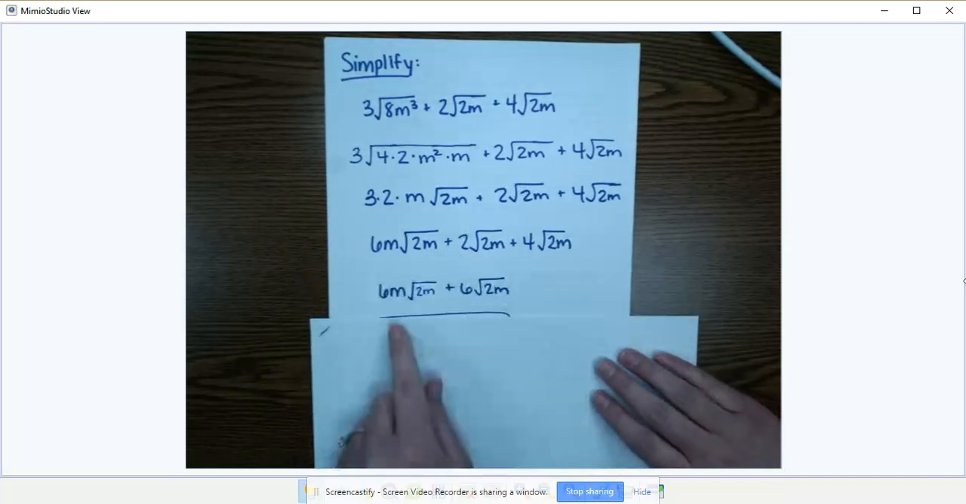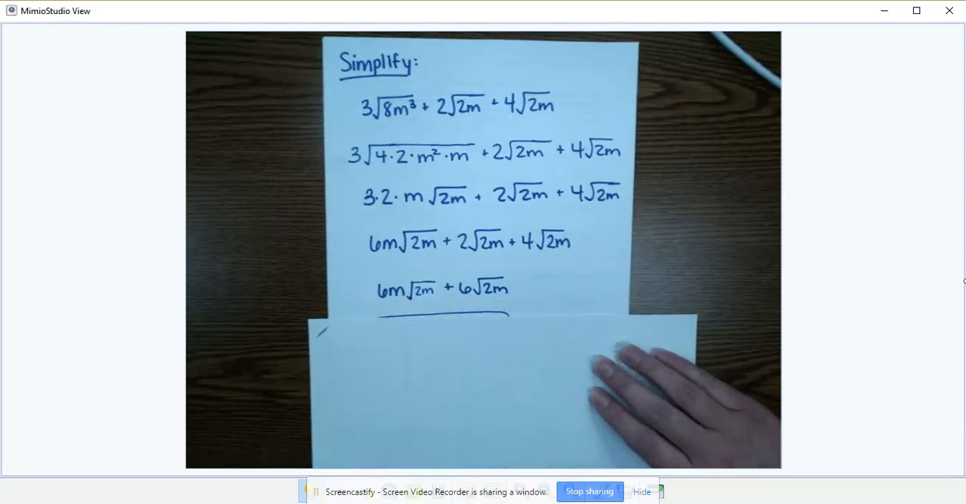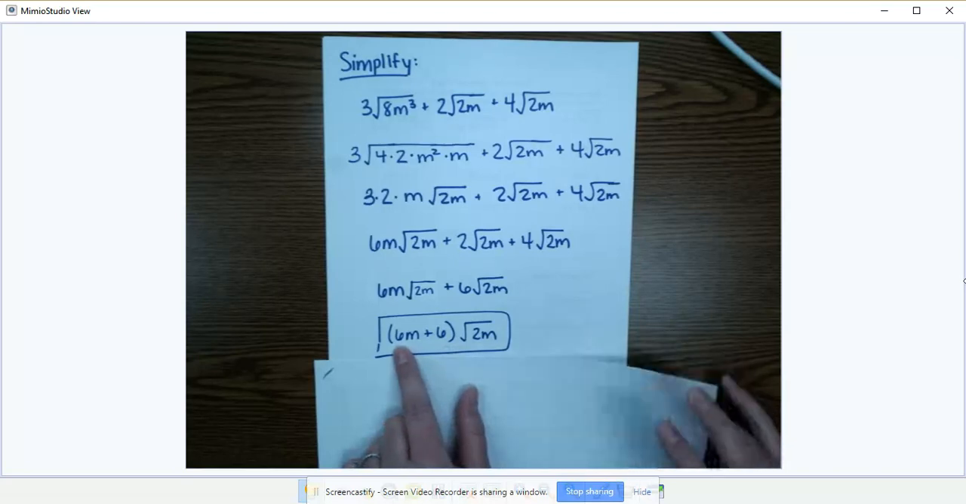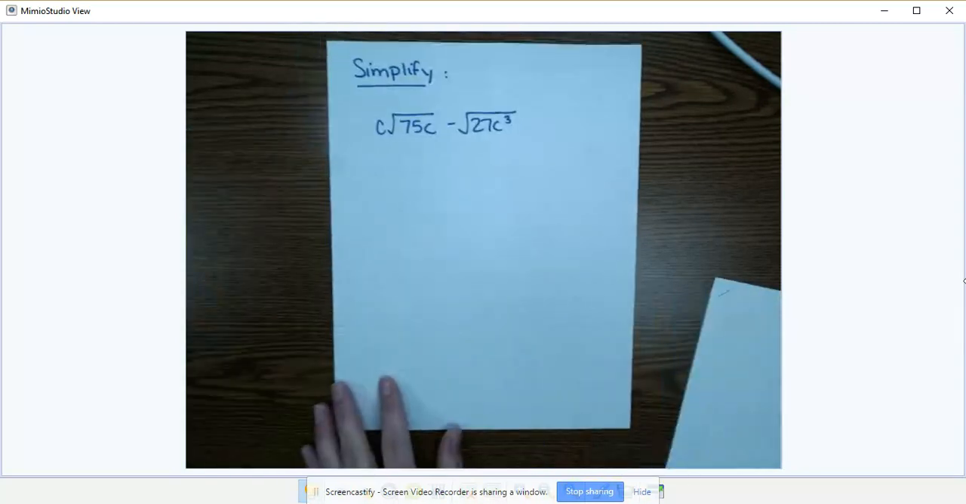When we go to combine, we have 6m root 2m plus 6 root 2m. Technically we could factor out these coefficients or factor out root 2m. You could just simplify it and write it in this form, which is a little more condensed. I would like you guys to try simplifying this one.